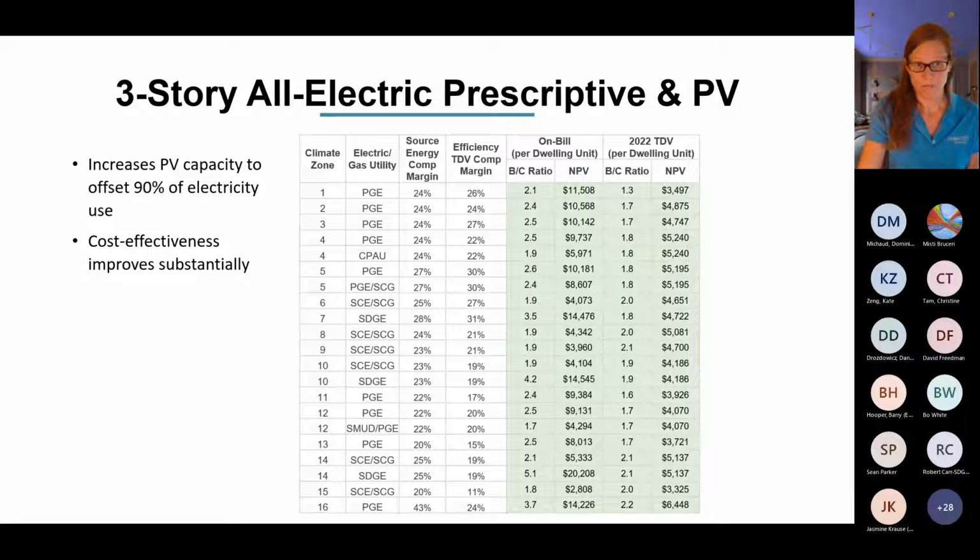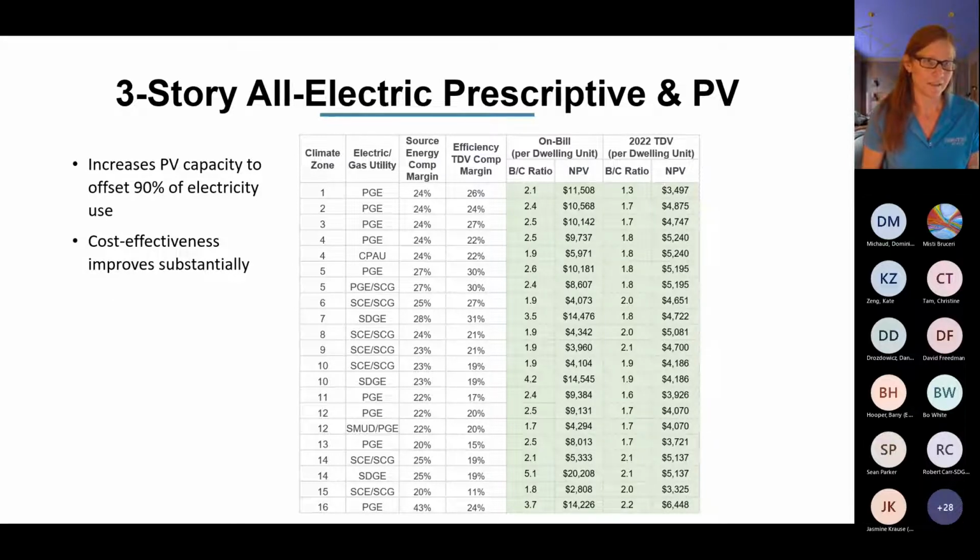So now we add on PV. So this is the all-electric prescriptive code minimum, and we're increasing the PV system, the prescriptive PV system, to offset 90% of the electricity use. We now see that we're cost effective on bill and TDV in all of the cases. So adding PV does improve cost effectiveness quite a bit. Of course, this is based on NEM 2.0.